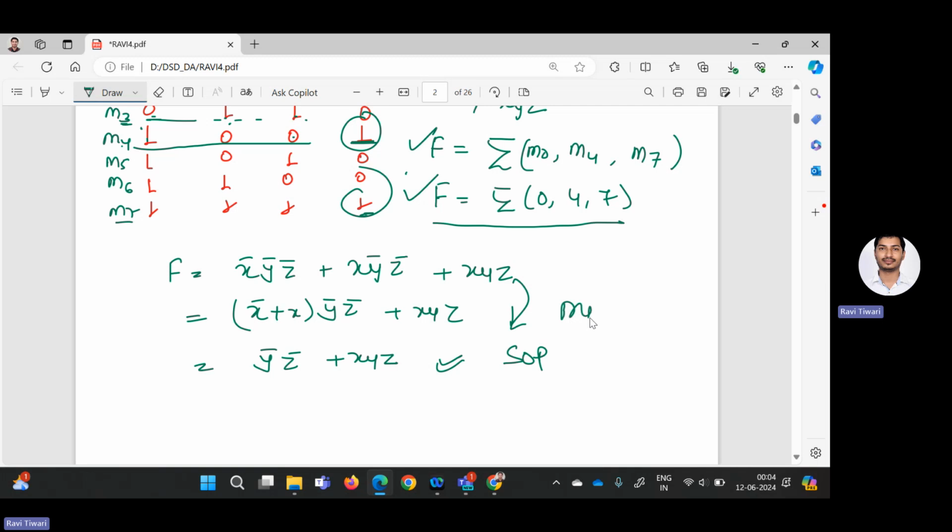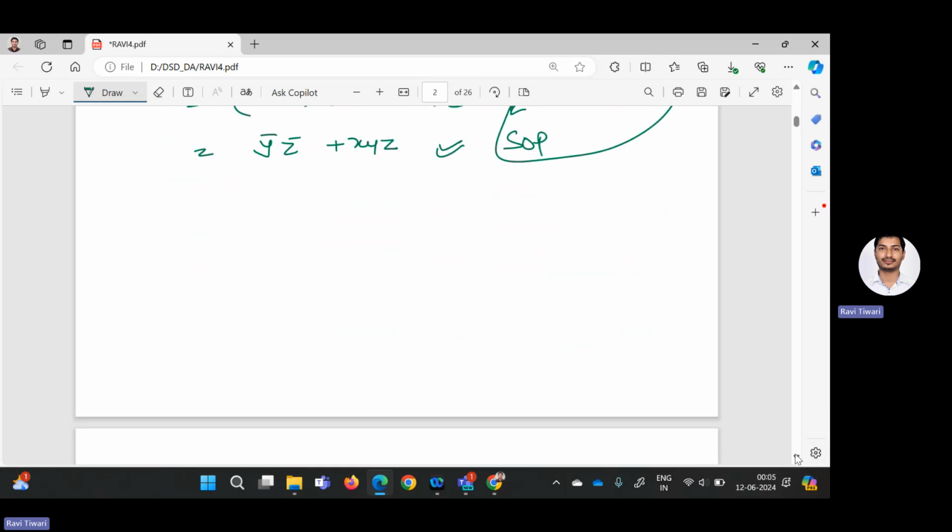So this is called the minimal SOP form. Correct? So we have seen canonical SOP. That means each term should have all the literals. If you are minimizing by using theorems or by using the K-map, that expression is called the minimal SOP form. After this, we will see the POS form, product of sum form.